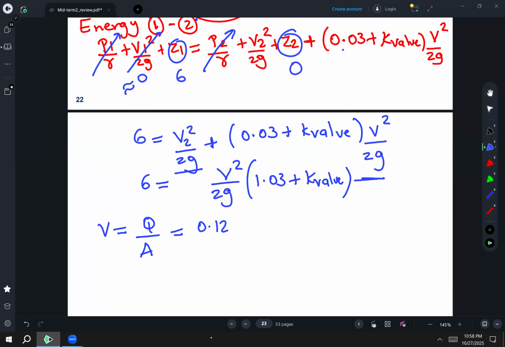So now we can substitute values in this equation, which we are going to call equation 1. So in equation 1, I have 6 is equal to 5.5 squared divided by 2 times gravity, 32.2, times 1.03 plus k valve. The only unknown here is the k valve. So from this, the k valve we get is equal to 11.7, and that is the answer.